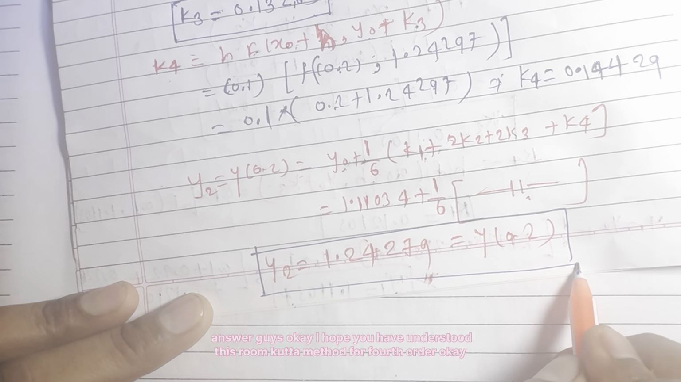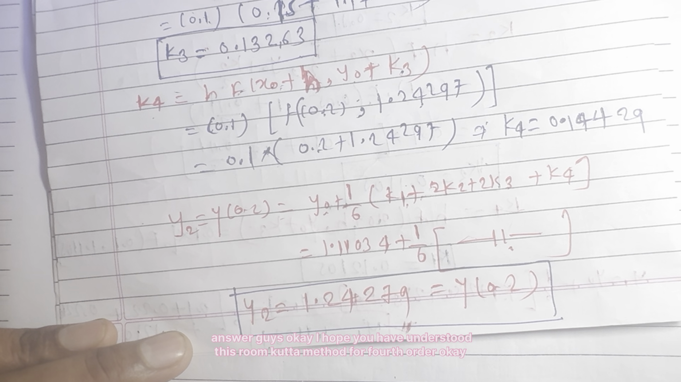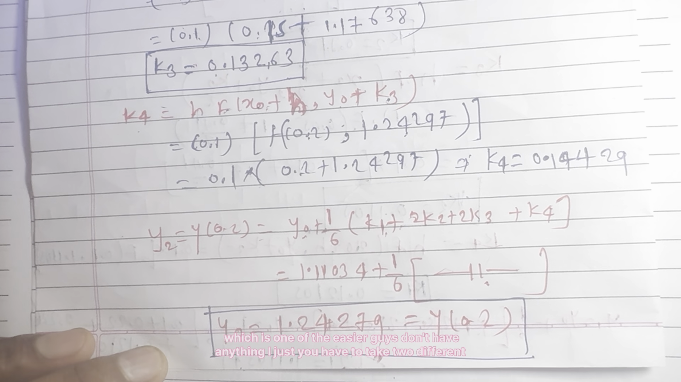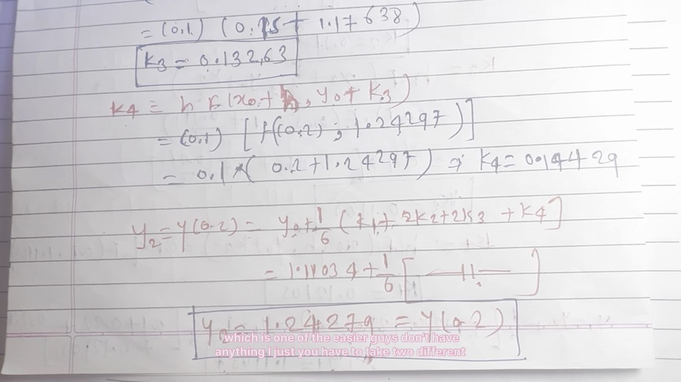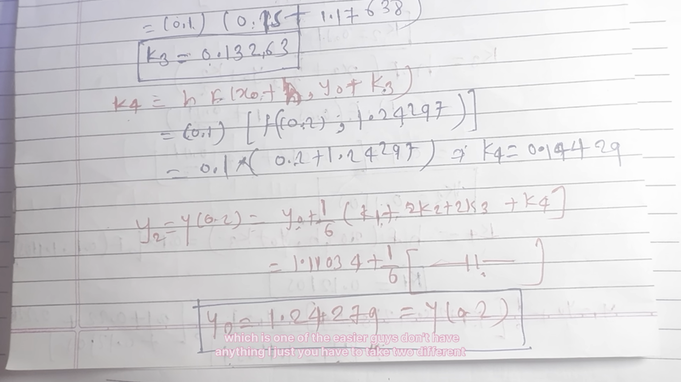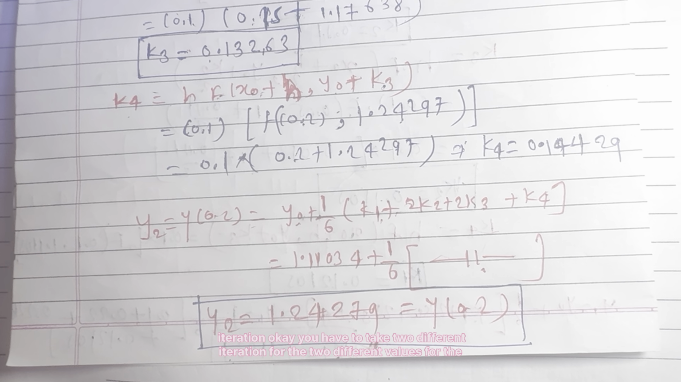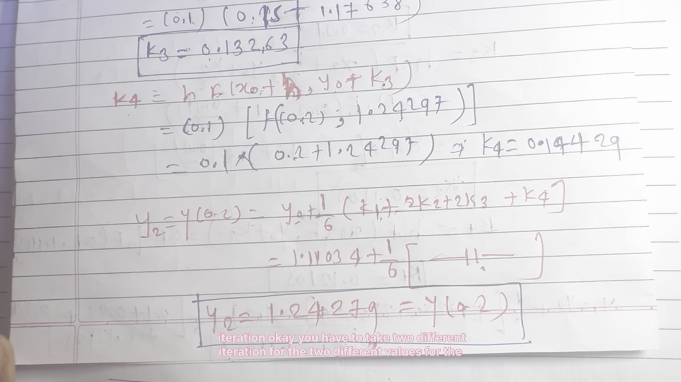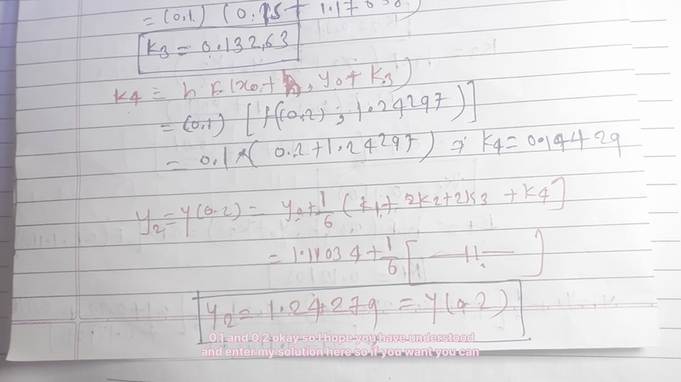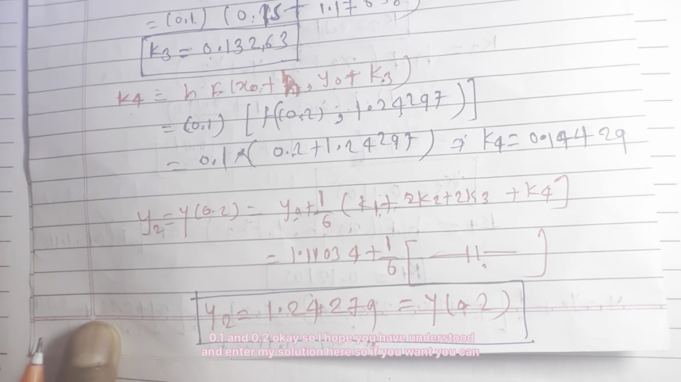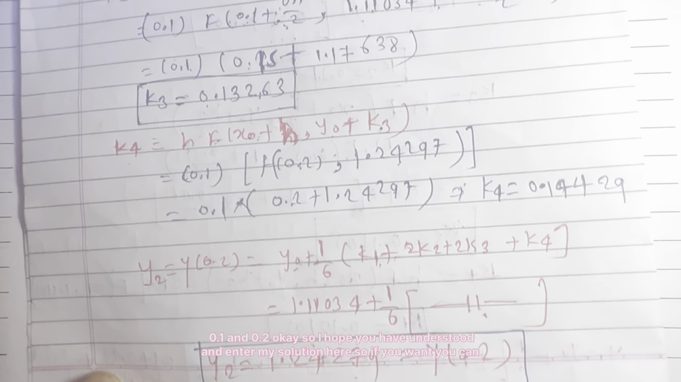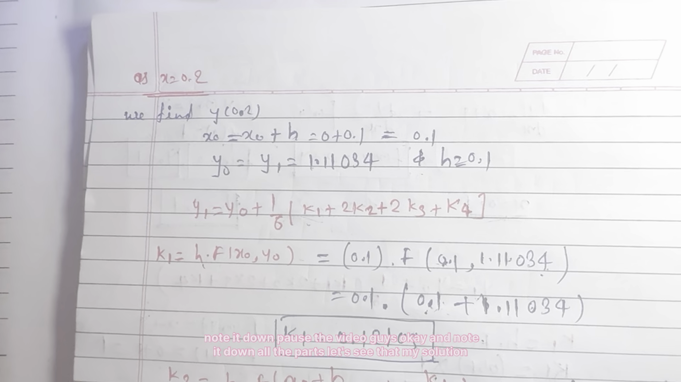I hope you all understood this Runge-Kutta method for fourth order, which is one of the easier ones, guys. You just have to take two different iterations, for the two different values, 0.1 and 0.2. I hope you all understood my entire solution here. If you want, you can pause the video and note down all the parts.